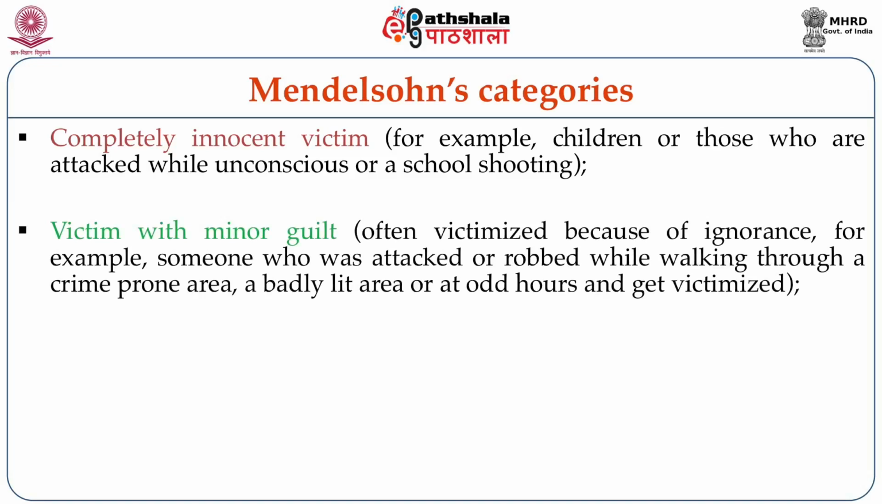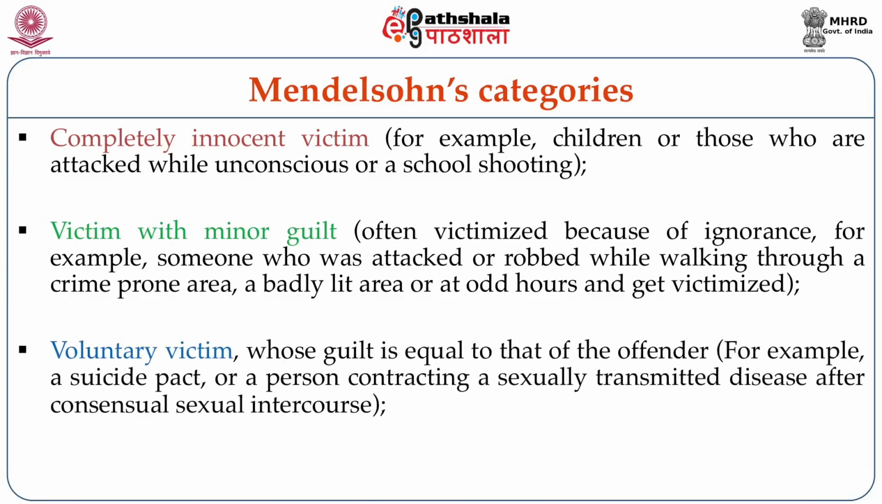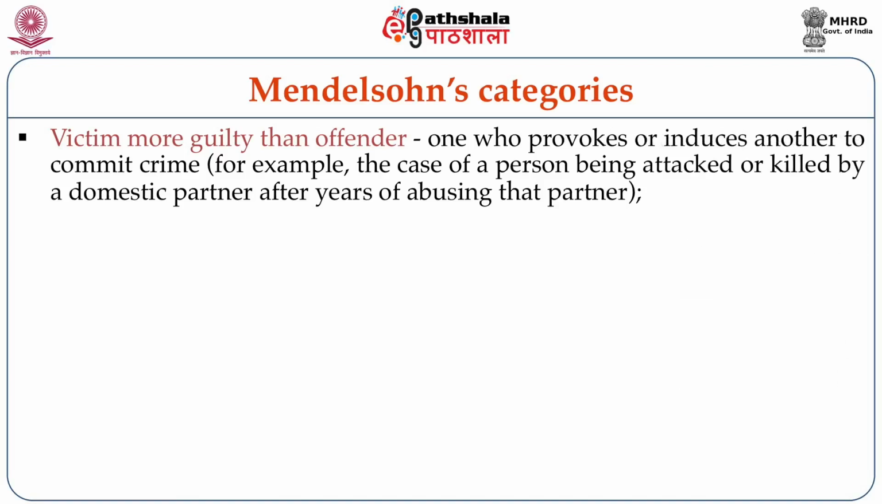Victim with minor guilt, for example, someone who was attacked or robbed while walking through a crime-prone area or a badly lit area. So therefore, he had some role to play but not much in walking through that area. Voluntary victim, where the guilt of the victim is equal to the guilt of the offender. For example, people who are involved in a suicide pact, or a person who contracts a sexually transmitted disease after consensual sexual intercourse.